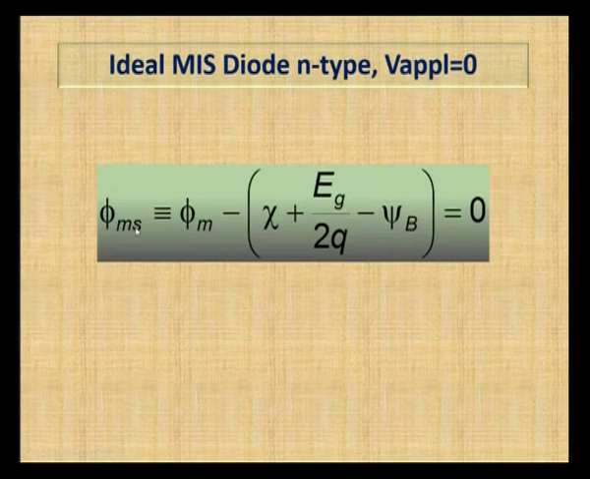Finding the metal semiconductor potential, that is equal to the metal work function phi m minus chi plus Eg divided by 2q minus psi b, that is equal to 0. This is when we are not going to apply the voltage. When voltage is equal to 0, the MIS diode has the metal to semiconductor built-in potential.